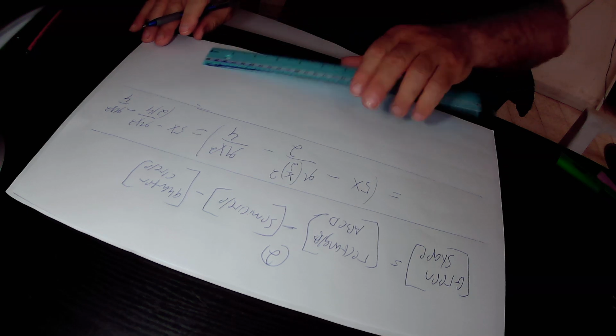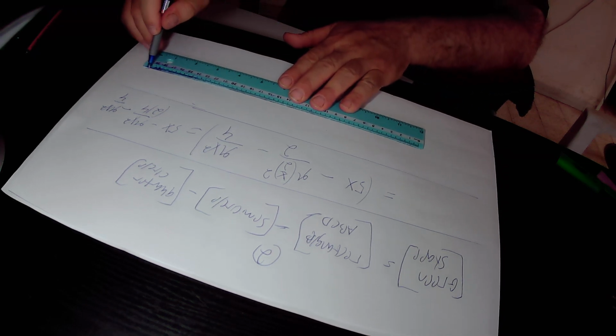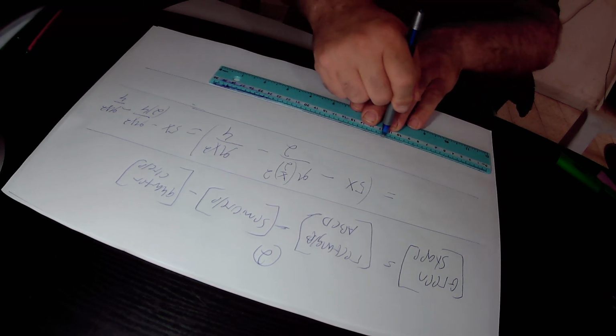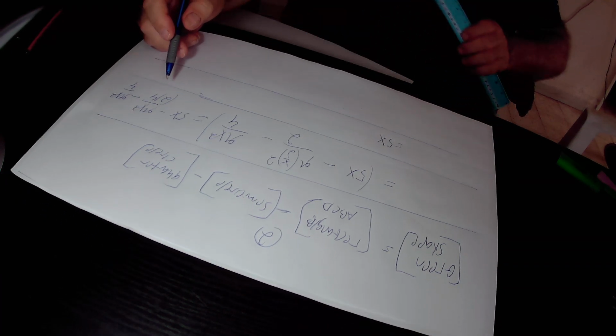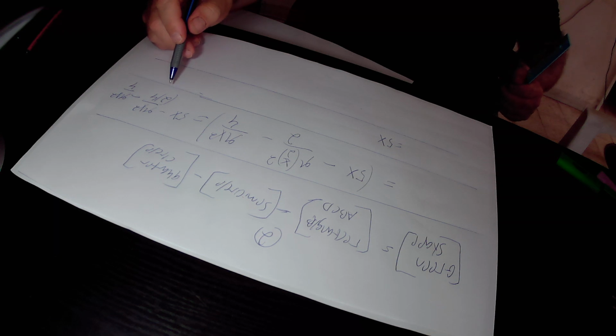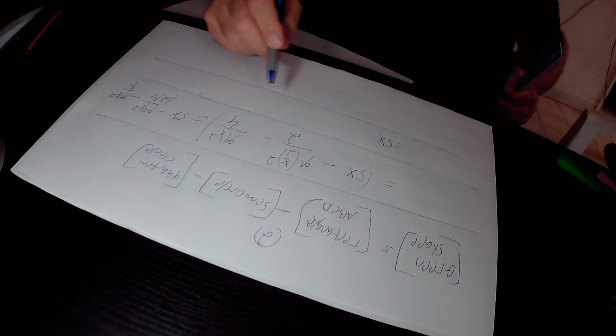So the area of the green shape in total equals 5x. Here we have minus pi x squared over 2 times 4, which is 8. So in total this expression equals minus pi x squared over 8.